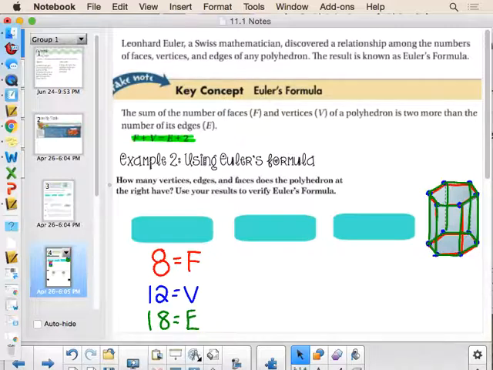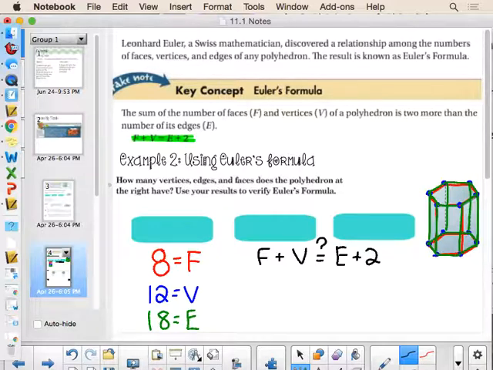Now Euler's formula is as follows. Faces plus vertices equals edges plus 2. And I'm verifying it, so I'm going to put a question mark in the middle because I need to see if I'm correct. So we have 8 for faces. We're going to have 12 for our vertices. And for edges, we have 18. I'm going to fill in the rest here. We're questioning the equality of this statement, whether or not it's true.